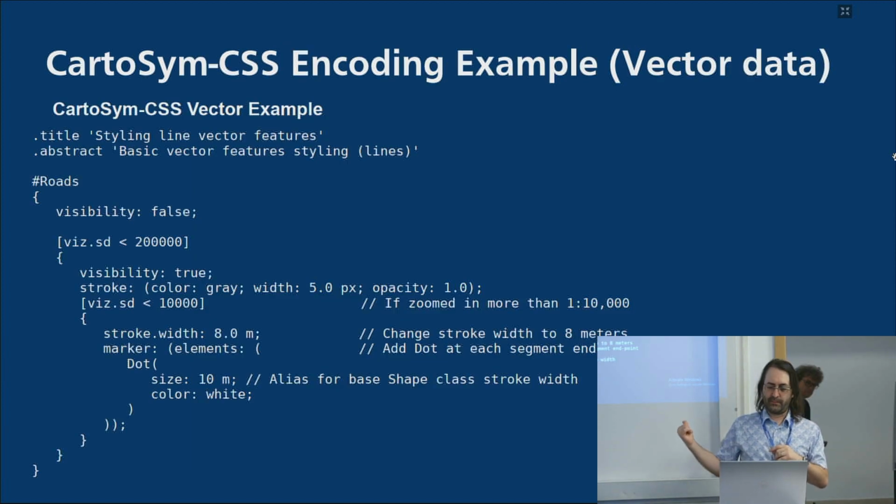And so this is an example here, styling roads. By default, visibility is false. If scale denominator is smaller than 200,000, turn the visibility on. Make the stroke gray, 5 pixel, opacity 1. If the scale denominator is smaller than 10,000, then change only the stroke width, but keep the same color and the same opacity, to 8 meters, and then set a marker. The marker contains a single element, that's a dot, which is 10 meters and white.